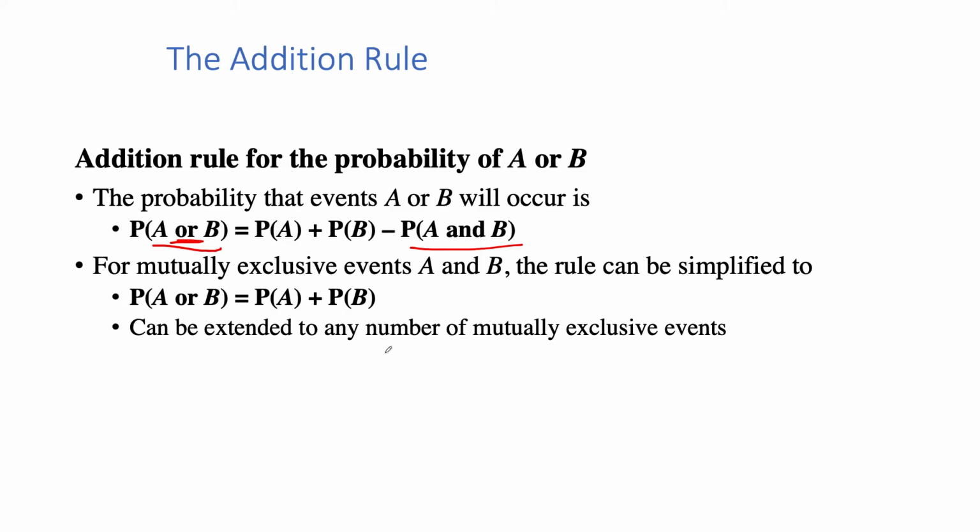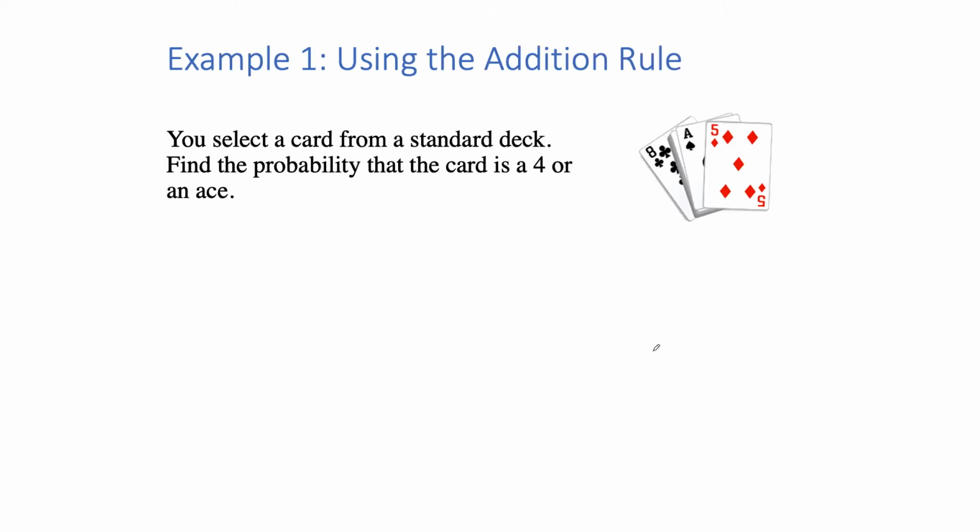Again, this can be extended to any number of mutually exclusive events. Okay, all right, so let's look at an example. Again, I really hope the examples fix ideas firmly here. So you select a card from a standard deck. Find the probability that the card is a 4 or an ace.